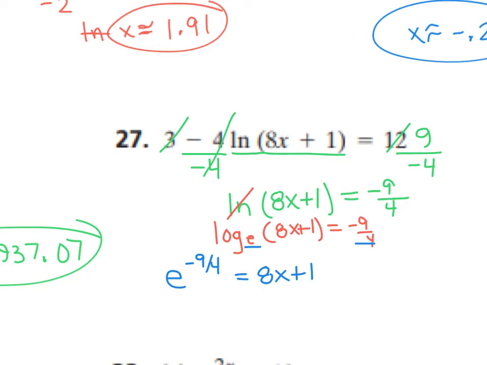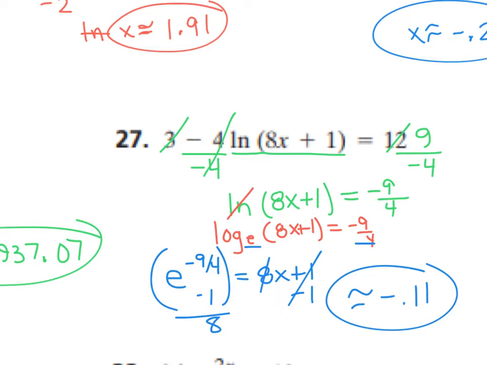At this point, I want to solve for x, so I'm going to take e to the -9/4, subtract 1, and then divide that quantity by 8. So I'm going to put that in my calculator. So I do e to the -9/4, subtract 1, and divide that by 8. And I get approximately -0.11 if I round to the nearest hundredth.